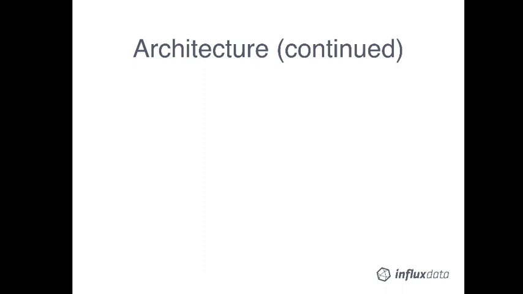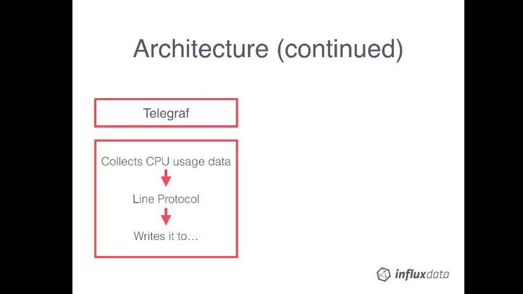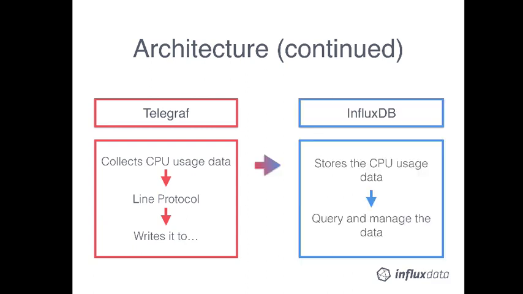Here's a practical example of how Telegraf and InfluxDB work together. We have Telegraf configured to collect data about our CPU usage. It turns those data into line protocol format. That's the accepted text-based format for writing points to InfluxDB. And it writes those data to InfluxDB. Once they're in InfluxDB, you can query the data about your CPU usage using InfluxDB's SQL-like query language. You can manage your data, so they'll only keep the data that you're interested in. You can aggregate the data and so on. And you can use something like Chronograf or Grafana to visualize the CPU usage data that are now stored in InfluxDB.